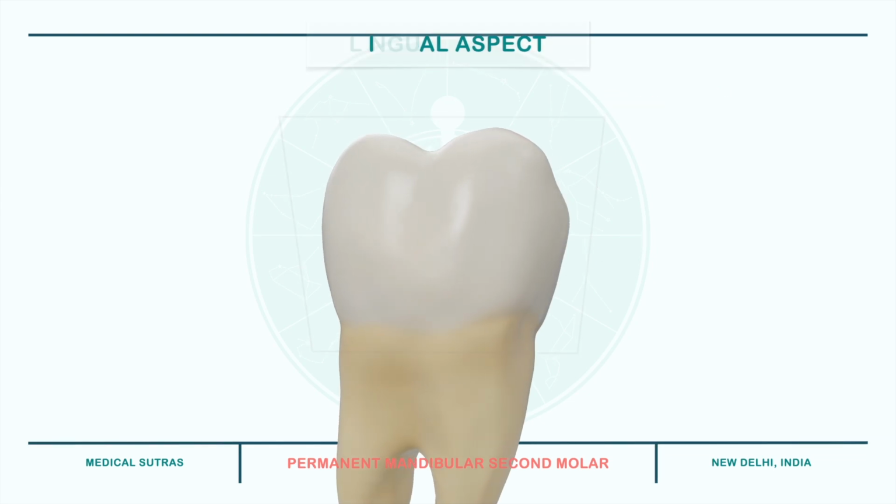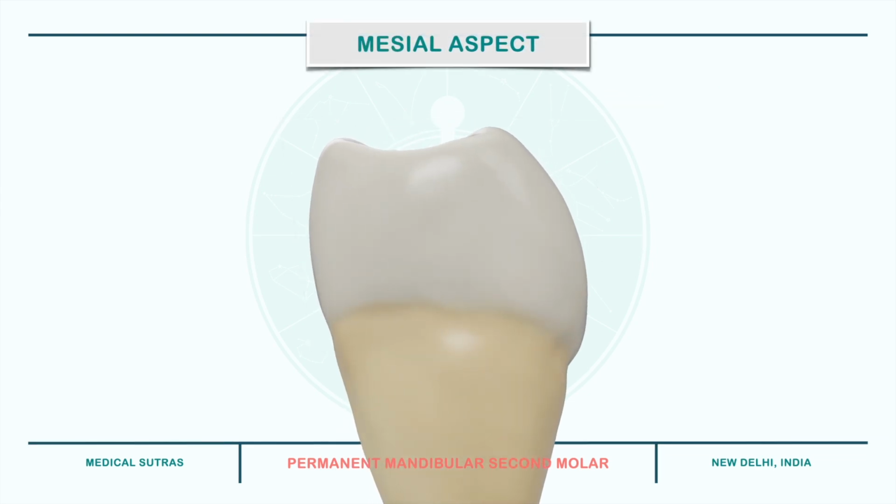Now coming to the mesial aspect. The mesial surface is convex for most of its part and may be flattened near the cervical line just below the mesial contact area. From the mesial side, the mesiobuccal and mesiolingual cusps are visible and the crown shows a lingual inclination over the root base.